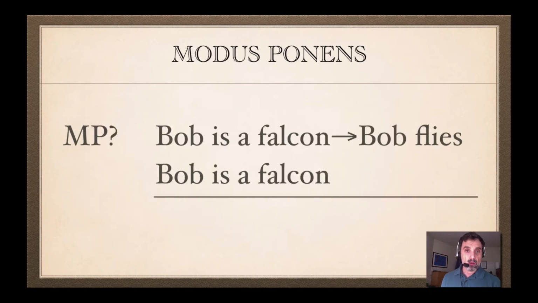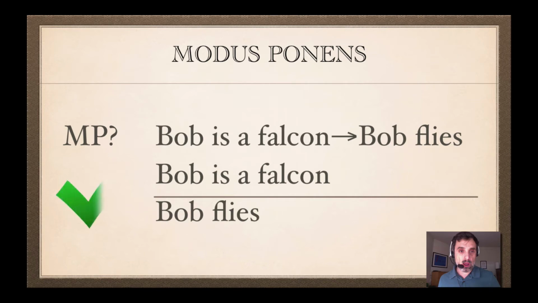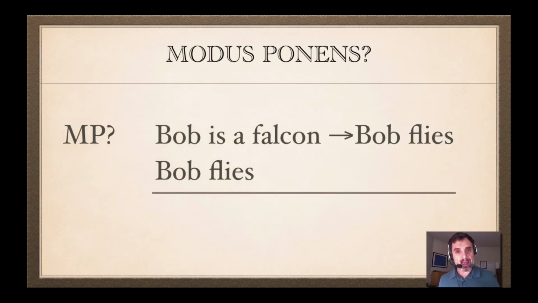So let's consider, is this an example of MP? Well, we have if Bob is a falcon, then Bob flies is one premise, and Bob is a falcon is our other premise, and the conclusion will be Bob flies. Is this modus ponens? It is. We have a conditional, if Bob is a falcon, then Bob flies, and the other premise is its antecedent, Bob is a falcon. And not only that, but the conclusion, Bob flies, is the consequent of the conditional. So this is an instance of modus ponens. Hooray.